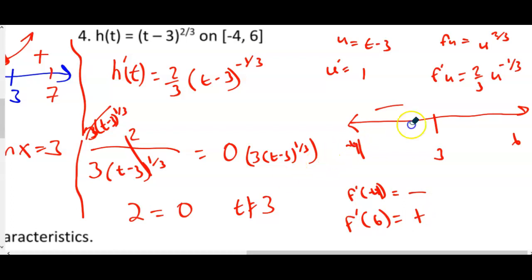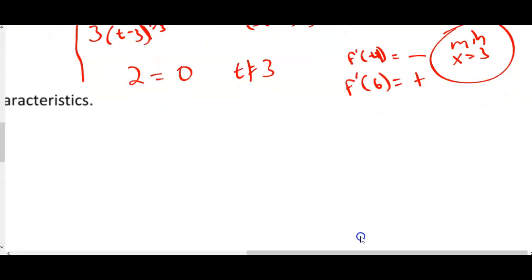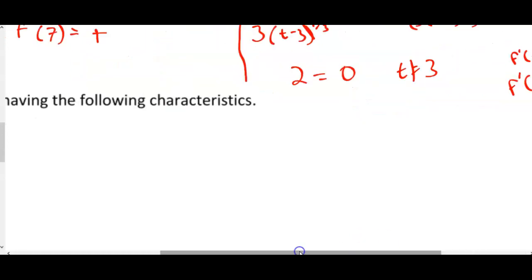So that means there's a minimum and then a maximum. So that means negative 3, or x equals 3. It's a minimum. There's a minimum at x equals 3. Alright, now let's look at this one.